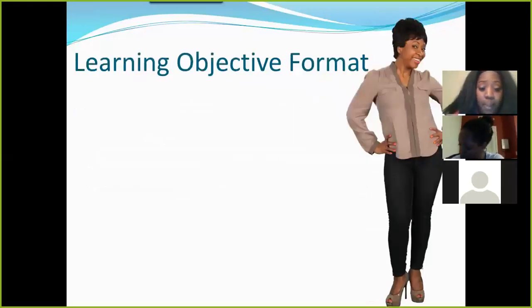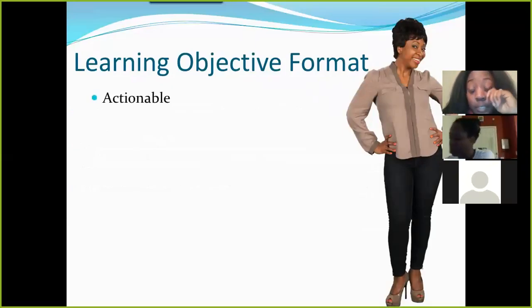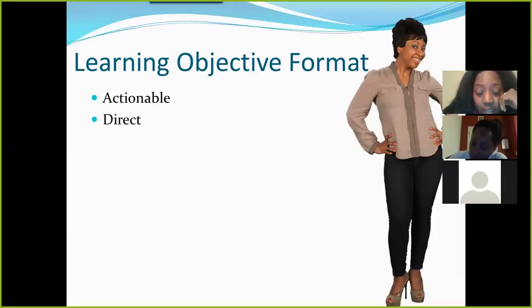So the format. We know that the learning objective is actionable. That's why it starts with an action word, right? Because it's something that they can take action on and show a measurable result. It's direct. It's to the point. Don't go all around the Mayberry bush. Your learning objective should not be on 2 lines. It should just be a few words, very direct and concise. It should tell them exactly what they're going to learn line by line. There shouldn't be a lot of ands, ors. If it's a big compound sentence, more than likely you need to break up that learning objective, maybe make it 2 separate ones.